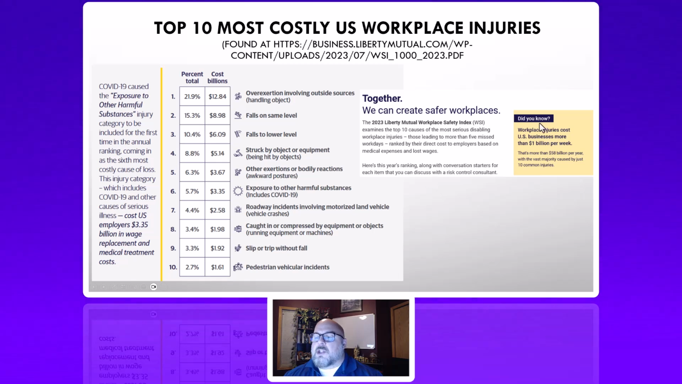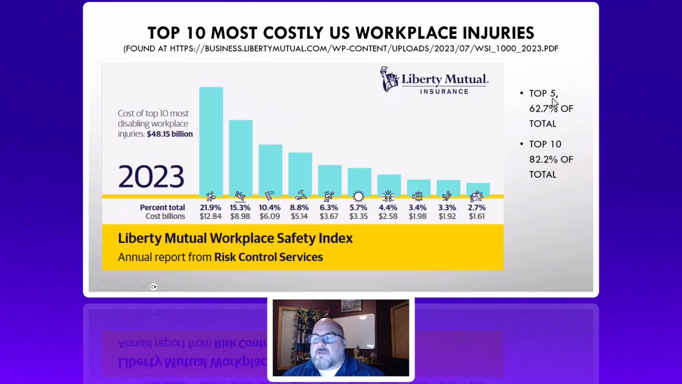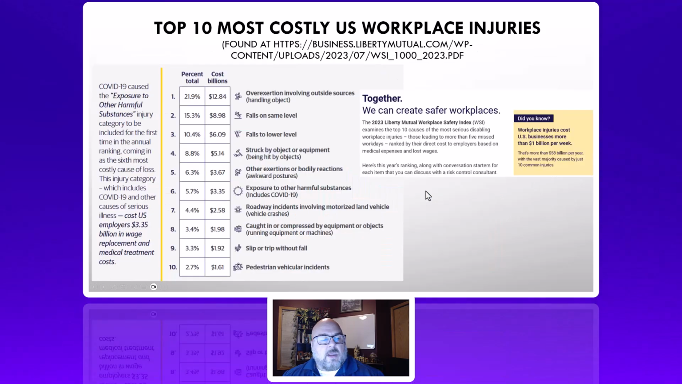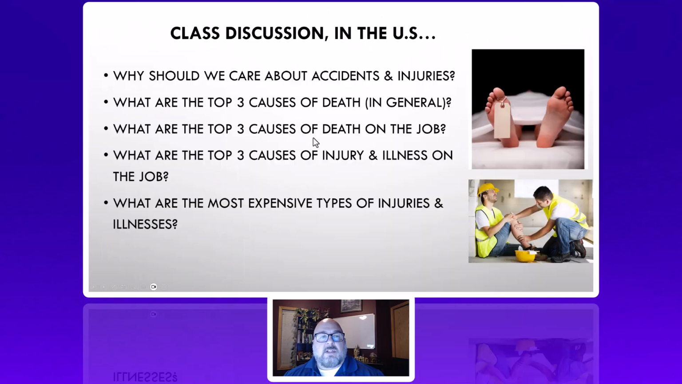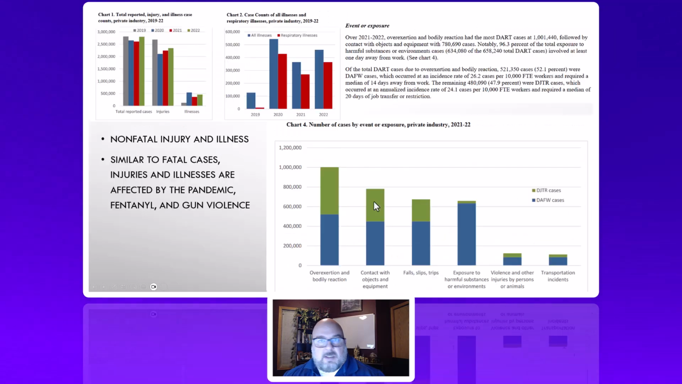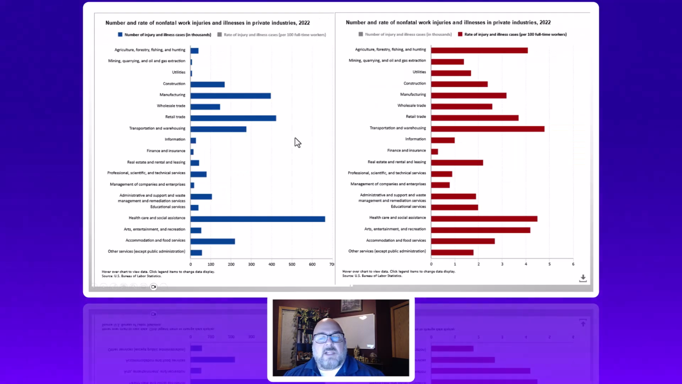portion. Did you know workplace injuries cost U.S. businesses more than $1 billion per week? That's more than $58 billion per year, with the vast majority caused by just the top 10 causes. Yeah, because we see it's 82%. But there's a little bit of language over here. And I provided a link so you can take a look at the Liberty Mutual, the BLS, and the CDC. It's all there, so you can take a look.